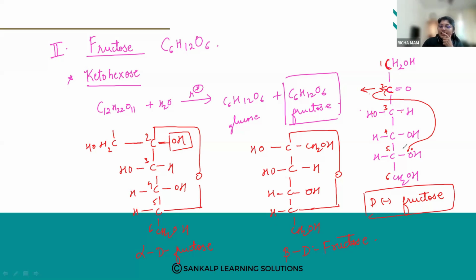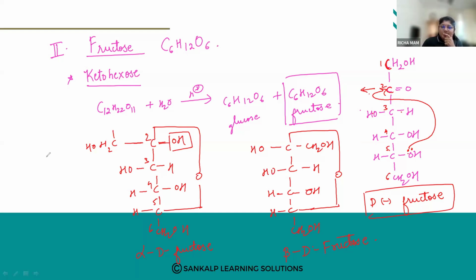If the attack is taking place from this side, you will get alpha D glucose. If the attack is taking place from the left hand side, then you will get the beta D glucose. Depending upon which side the attack takes place, these two cyclic forms are possible. So remember both the forms, alpha D and beta D fructose. Now let us write the Haworth structure.